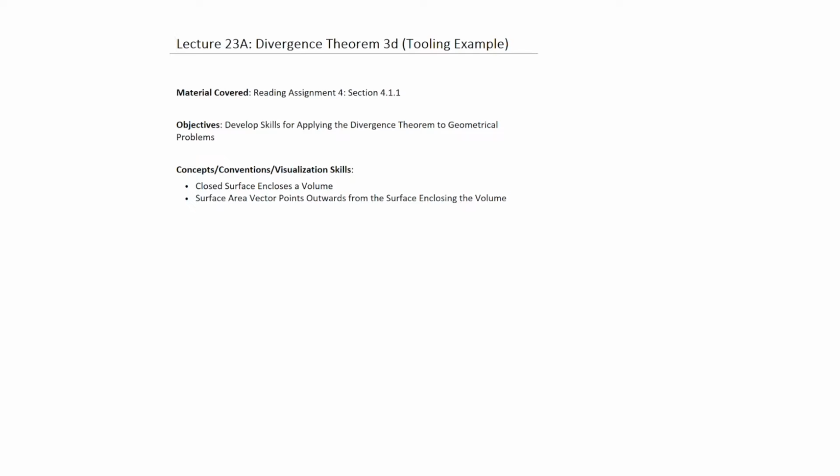The objectives are to develop the skills for applying the divergence theorem to geometrical problems. So you're given a shape and we're going to apply the divergence theorem. The concepts, conventions, and visualization skills are: the closed surface encloses a volume. This is what the divergence theorem is stating. And the surface area vector points outwards from the surface that's enclosing the volume.